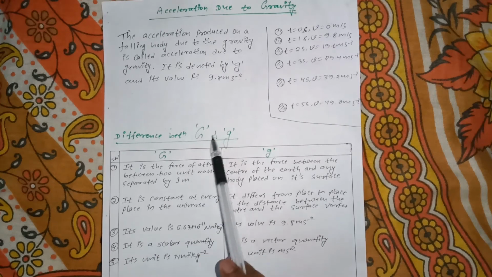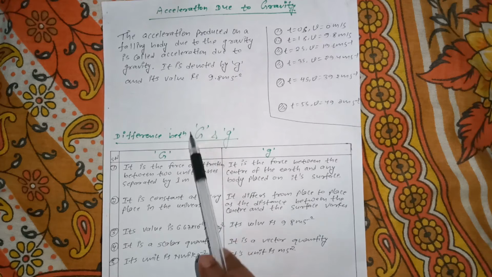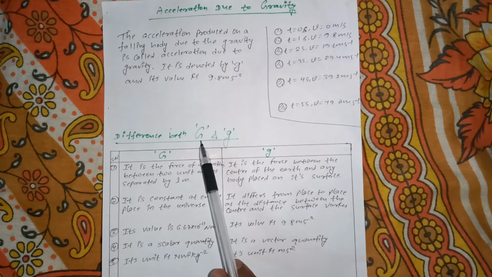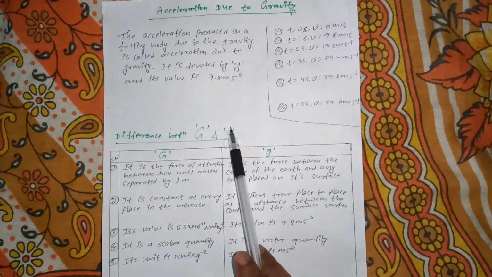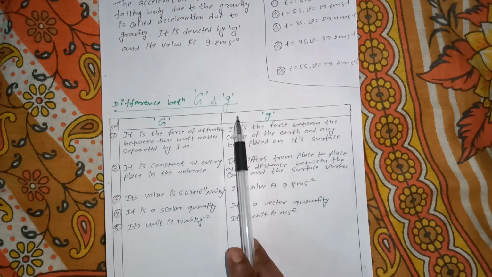So what is meant by capital G? The meaning of capital G is the universal gravitational constant. It is just a proportionality constant which comes in a derivation, and the meaning of small g is acceleration due to gravity. It is the acceleration produced on a falling body. So let's see the difference.